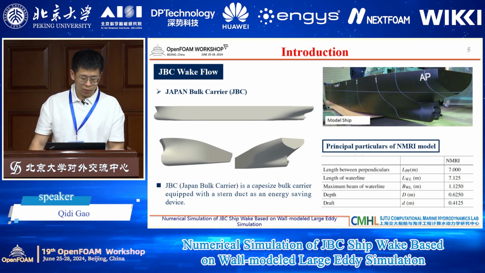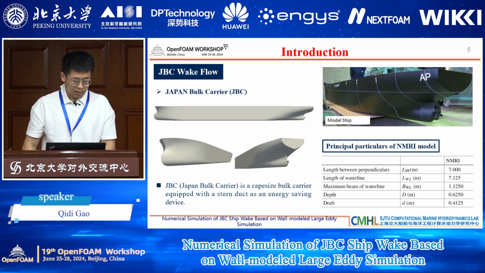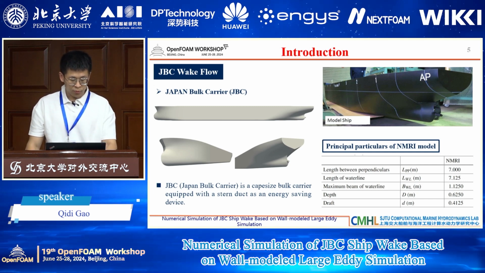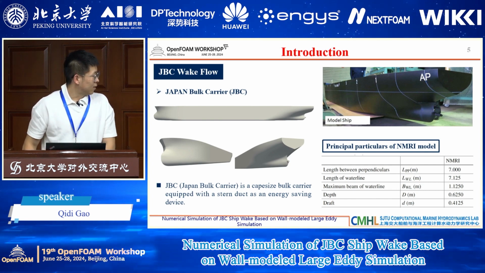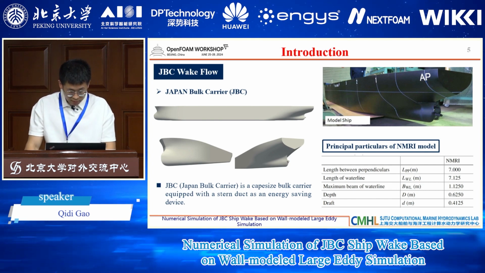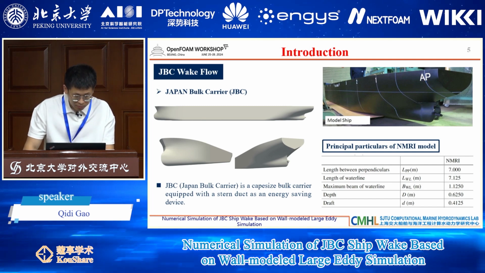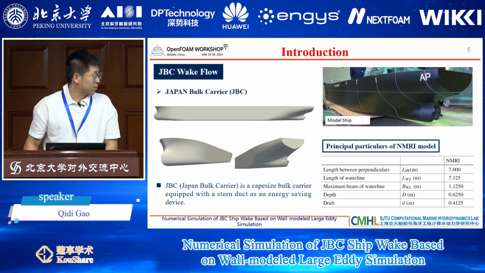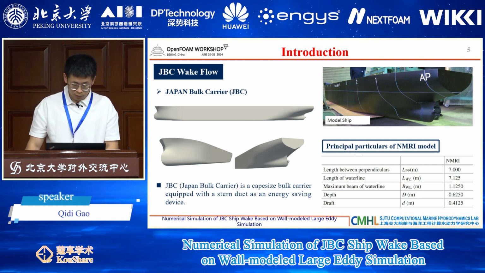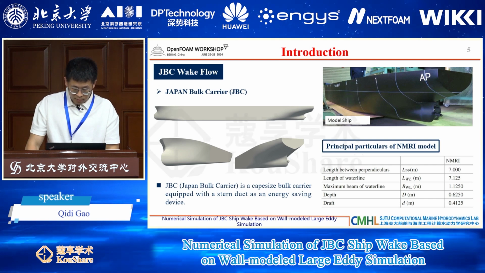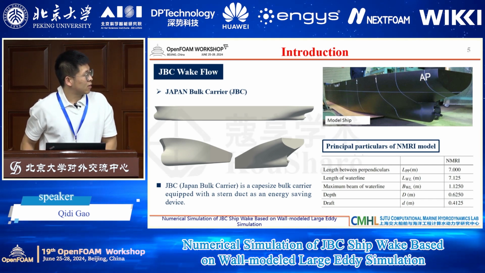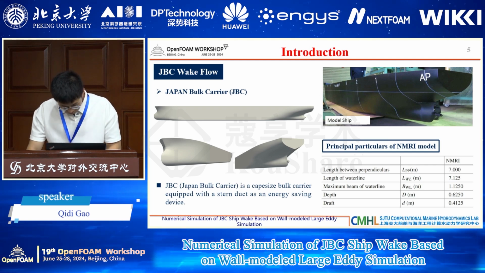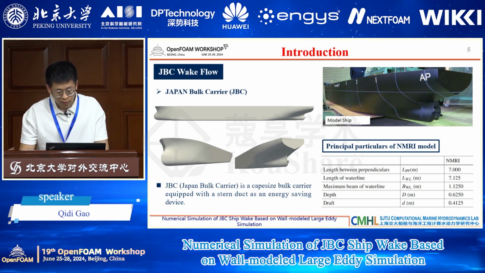And next, I will introduce the target we used for the simulation. It's the Japan Bulk Carrier, which we call JBC. The JBC is a bulk carrier equipped with a stern duct as an energy-saving device. The principal particulars of the ship model are in this table. The length of the model is 7 meters, and the draft is 0.4125.